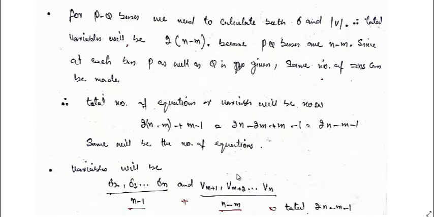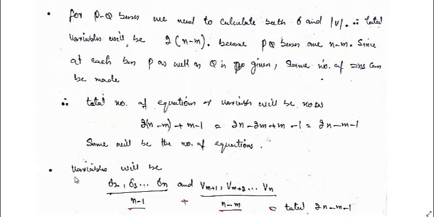Similarly, for PQ buses, we need to calculate delta as well as the magnitude of the voltage. That is, the total number of variables will be 2 into N minus M, because PQ buses are N minus M. Since at each bus P and Q are given, the same number of equations can be made. So the total number of equations will be 2 into N minus M plus M minus 1, that is 2N minus 2M plus M minus 1, that is 2N minus M minus 1. This is the total number of equations, and the number of variables will be the same.